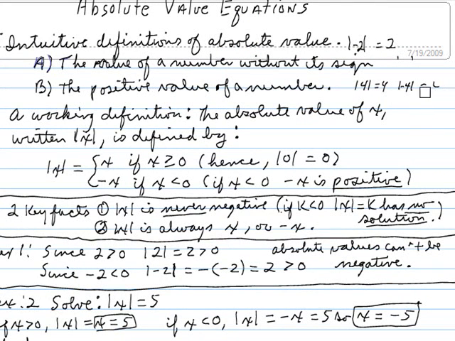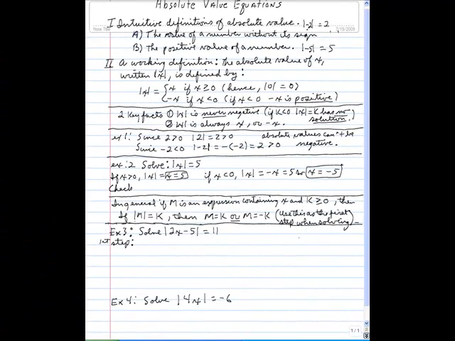The second definition says the absolute value of a number is the positive value of a number. So if I'm taking the absolute value of negative 5, I want the positive value of that, which is 5. If it's positive 5, you generally don't write in the little plus for positive. Now those are easy to understand definitions, and that's the way most people think of absolute value.